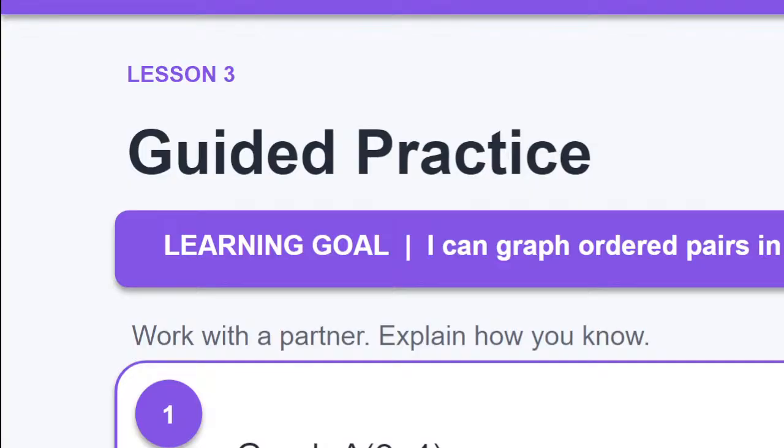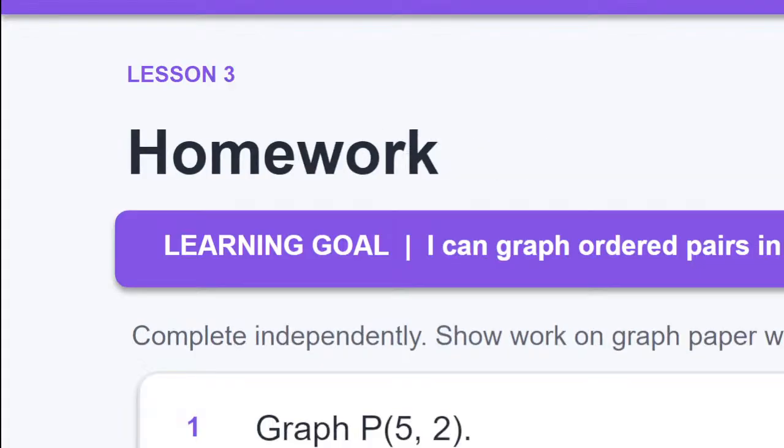This is the practice. Number 1, graph A, which is (2, 4). Number 2, graph B, (−4, 1). Number 3, graph C, (−2, −2). Number 4, graph D, (4, −3). This is the homework.